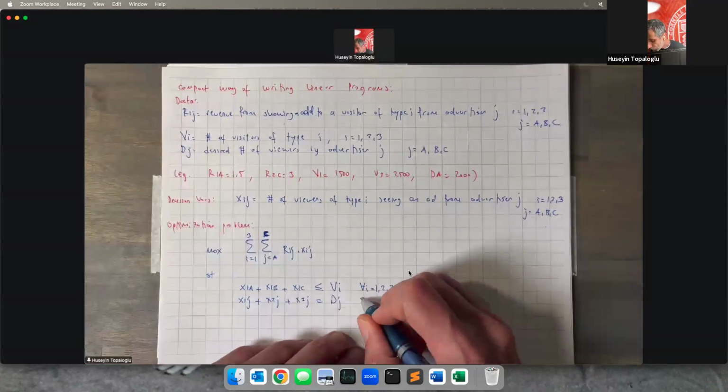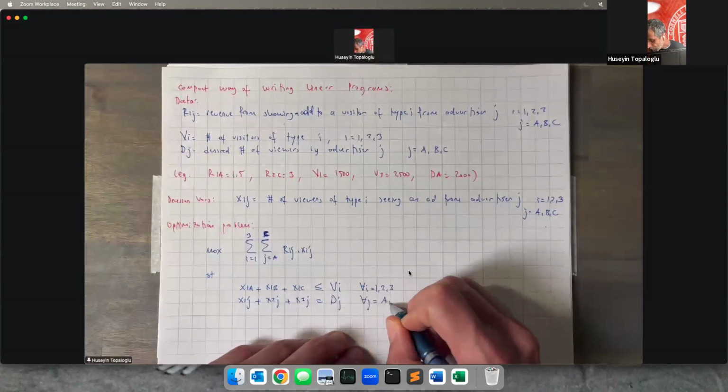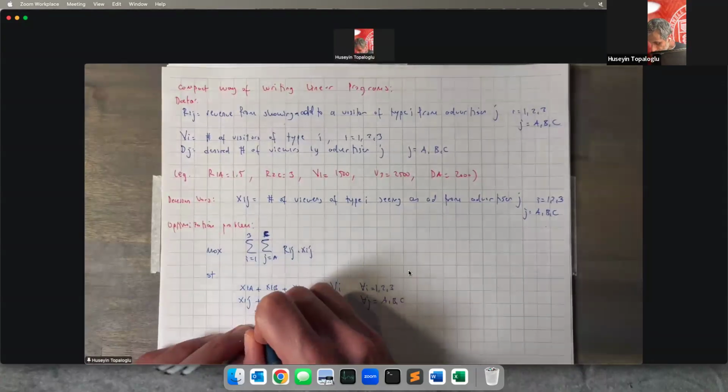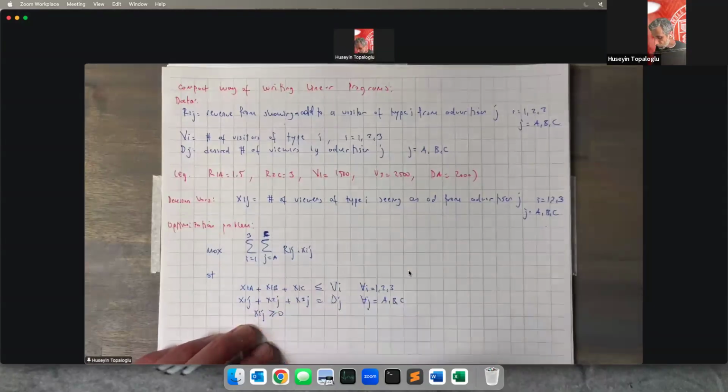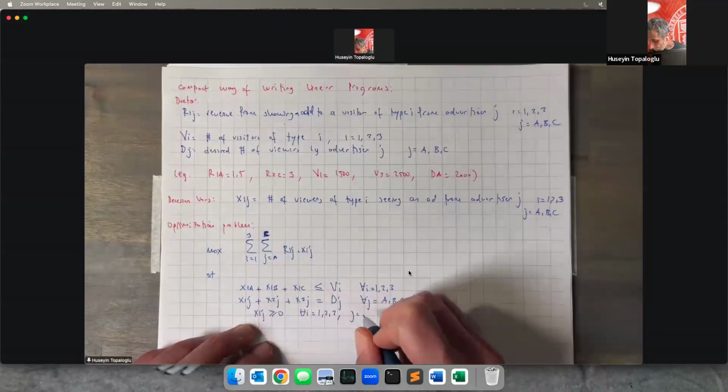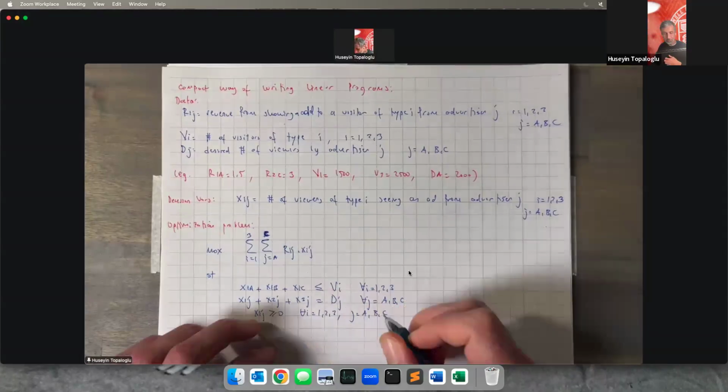That's a piece of my data. And we have this constraint for every advertiser J that is ranging over A, B, C. And lastly, all of our decision variables are non-negative. Xij is greater or equal to 0, I is ranging over 1, 2, 3, and J is ranging over A, B, C.